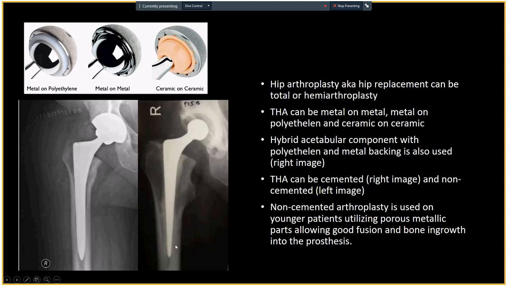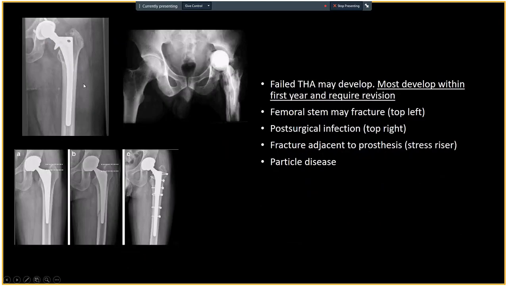this appliance, and we can look at some of those failures. So you can obviously have cement loosening, but you can also have a fracture of that metallic, basically, of your femoral stem that needs to undergo some revision.